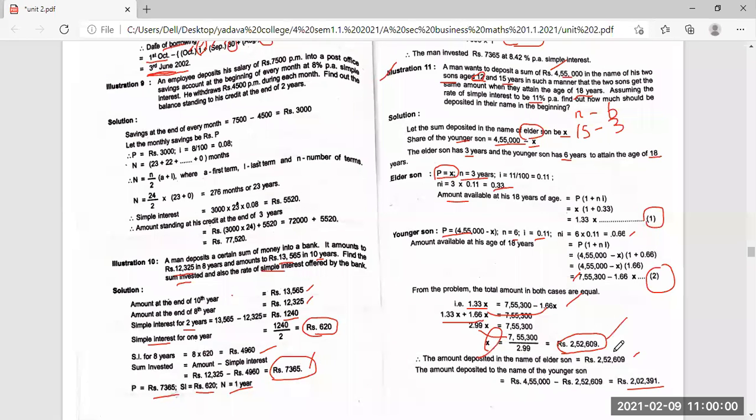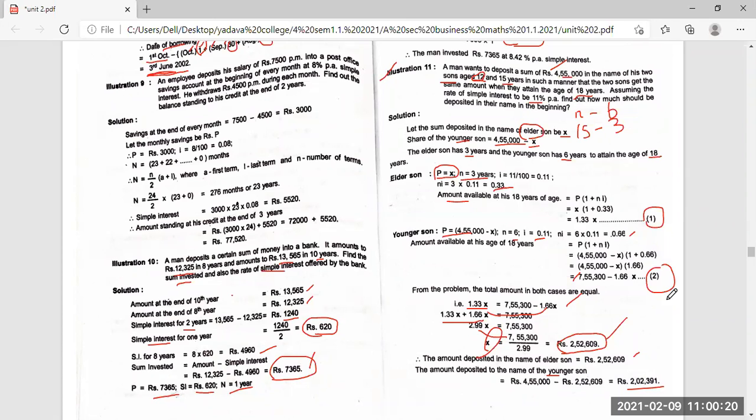So 2,52,609 is what their father deposited. Then if we subtract that from the total amount, we get the younger son's deposit amount, 2,02,391. Do you have any doubts?